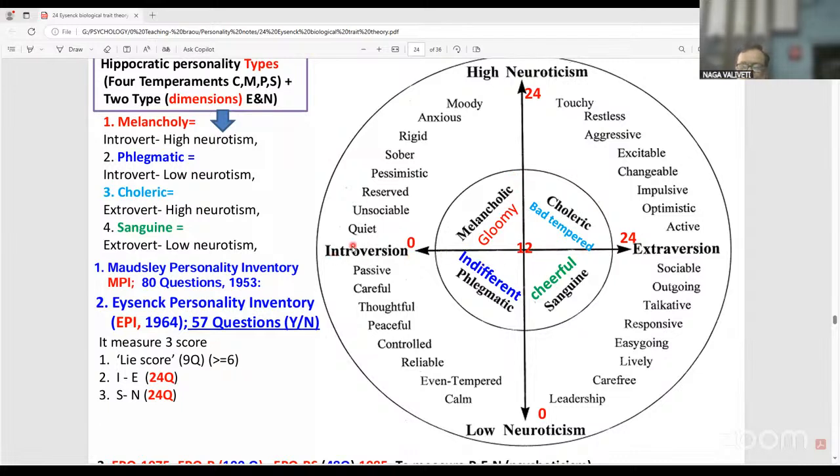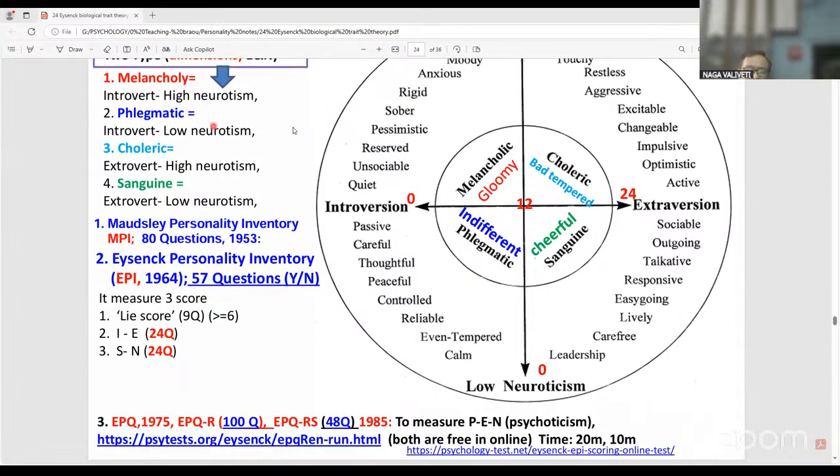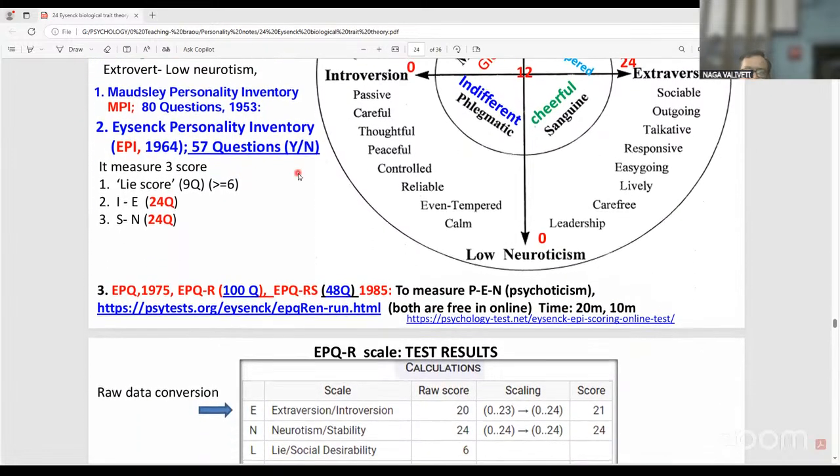There are 24 questions in the scales he developed. 12 is neutral. If the score reaches about 20 towards extraversion, there is a high degree of extraversion. And a low score, 0, means completely introversion. Like that, he developed scales for that and combined melancholy, the same thing I have written here. So he developed 3 scales.